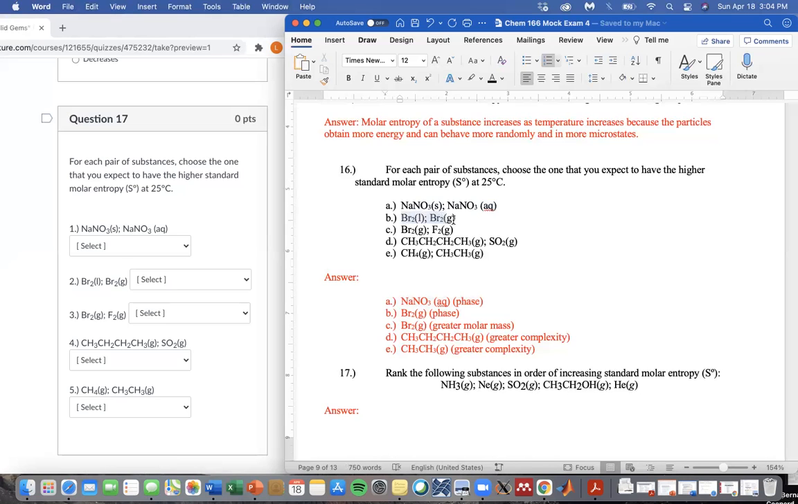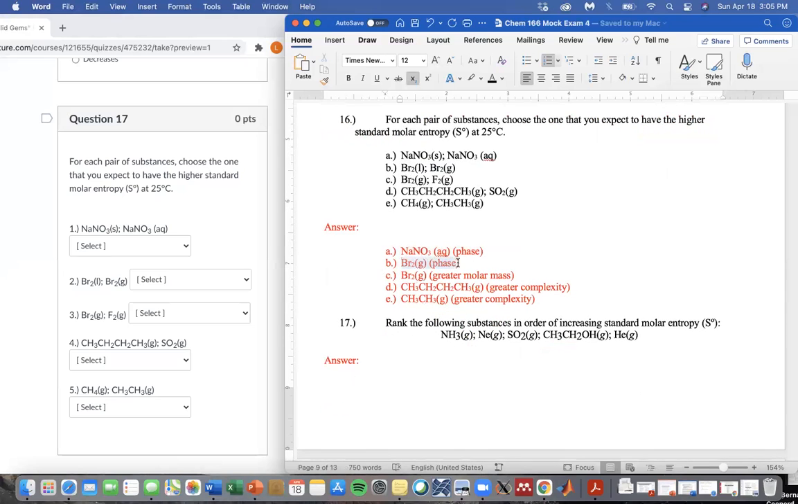Pretty much the same thing for this next one here. We have Br2 liquid versus Br2 gas. And so that gaseous phase is going to have way more energy to be way more chaotic, way more random than the liquid phase. And so Br2 gas is going to have the higher standard molar entropy out of these two. But then as you get to C, it gets a little more confusing.